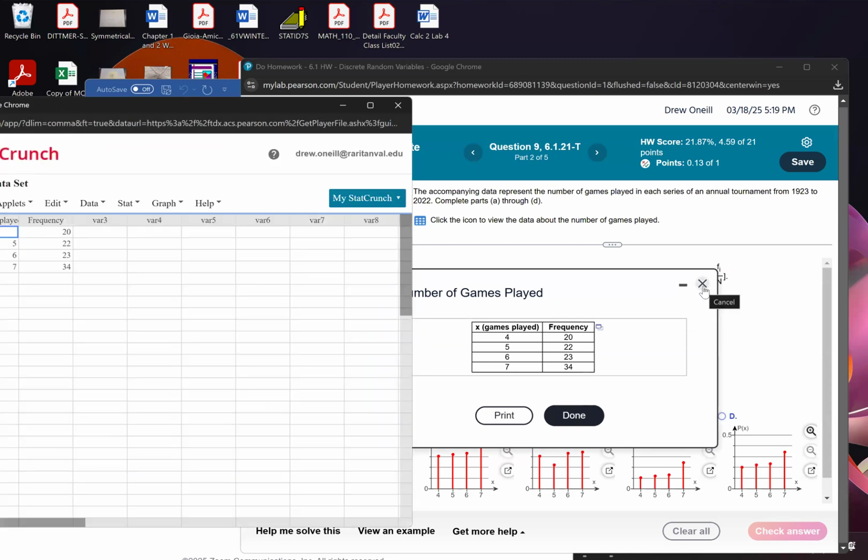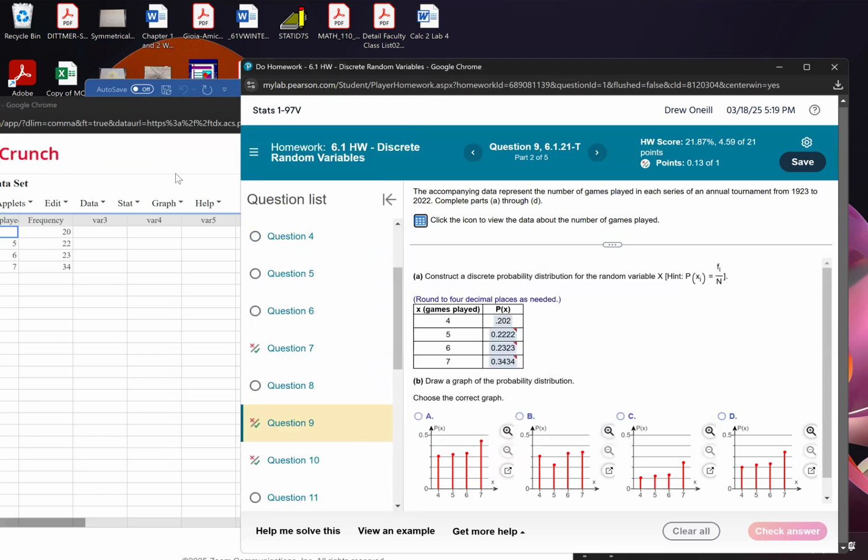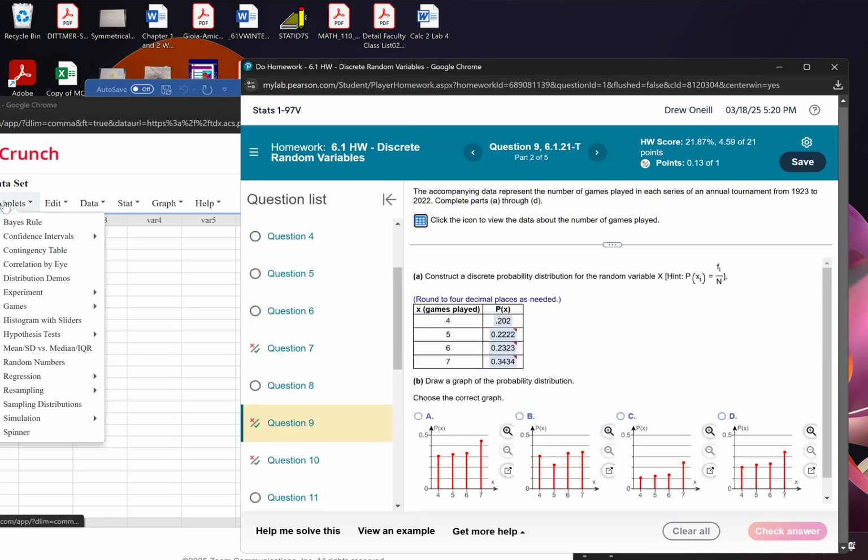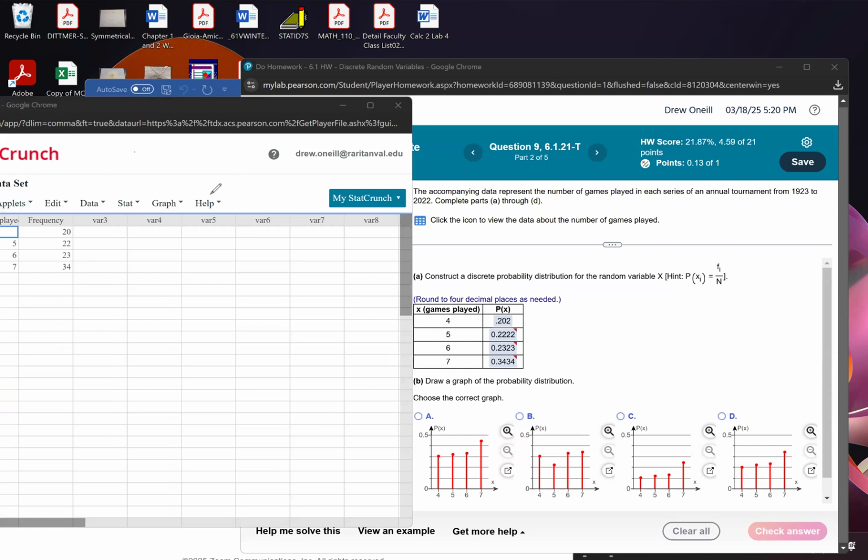So if I want to do this by hand, I would add up all the frequencies. Oh man, that's annoying. 20 plus 22 plus 23 plus 34 is 57, 79, 99. So they sum to 99. So if it wants the probability for each one, I just do 20 over 99, 22 over 99, 23 over 99, 34 over 99, and that will give us these, okay?